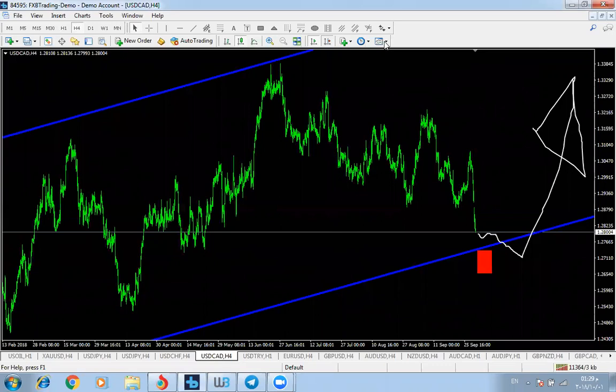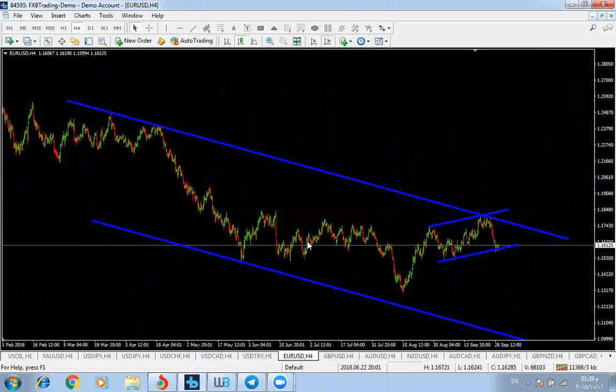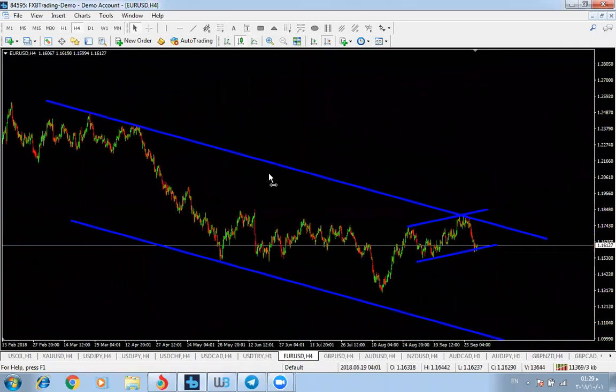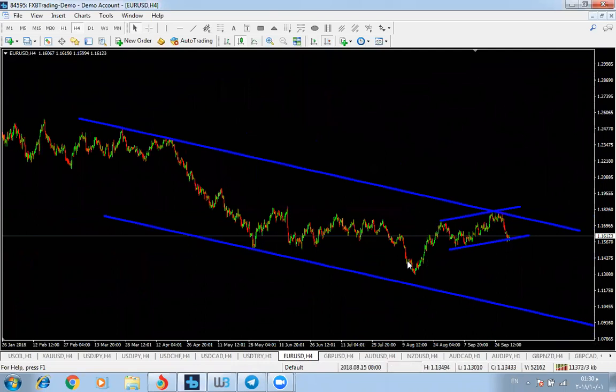Okay, let's move into the euro. This is the 4-hour time frame. As we see, we are moving in a downward trend for a long time, and price is making an impulsive wave to the downside. I will show you the count of the EUR/USD to the downside.